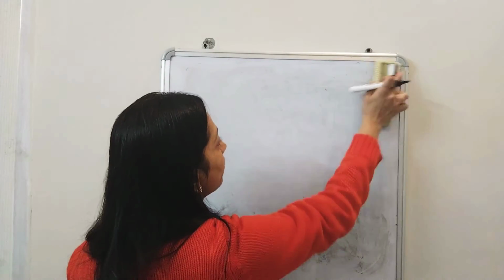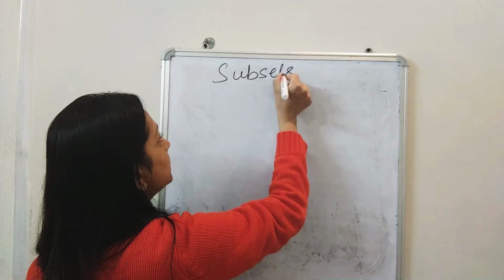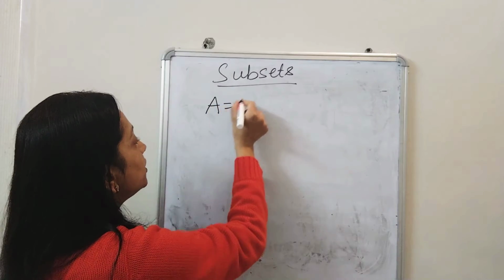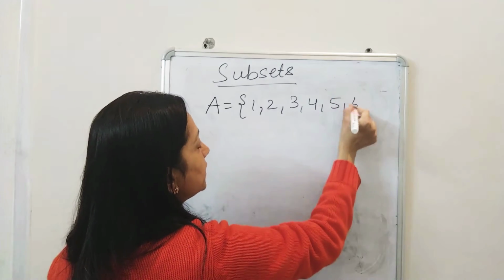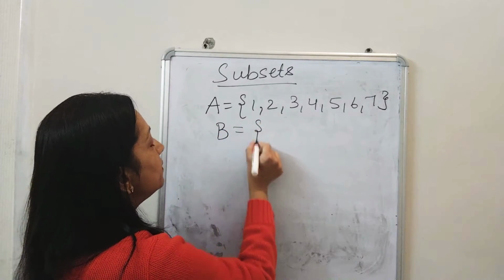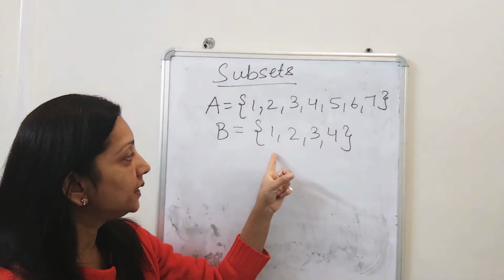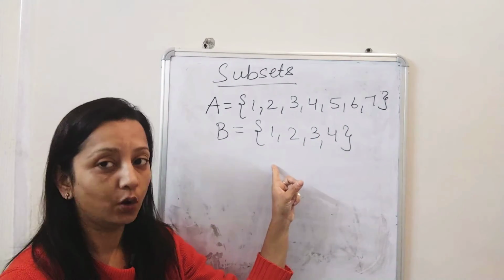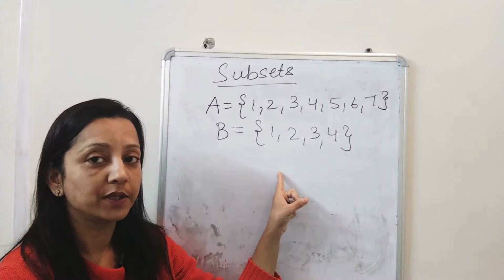Now, let us look at subsets. What is the concept of a subset? I have a set A which has elements 1, 2, 3, 4, 5, 6 and 7. Then I have another set B which has elements 1, 2, 3 and 4. Are all the elements of set A present in set B? No. Some of the elements of A are present in set B, but not all.